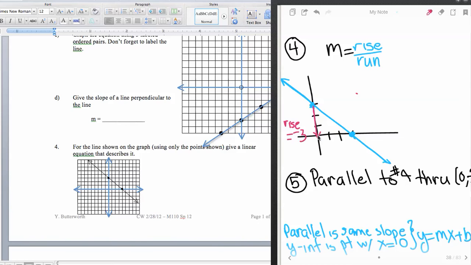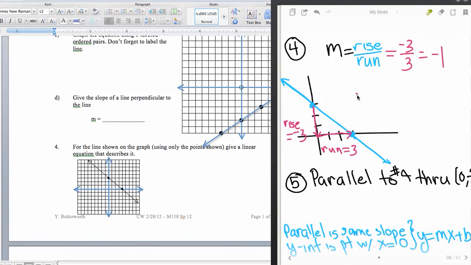And then from there, I'm going to go over. That's 1, 2, 3. So that's my run, and I've gone to the right, so that indicates a positive value, so that's a +3. So I have my rise and my run, and my slope is indicated by my rise over my run. So my -3 over my +3, which simplifies down to -1.